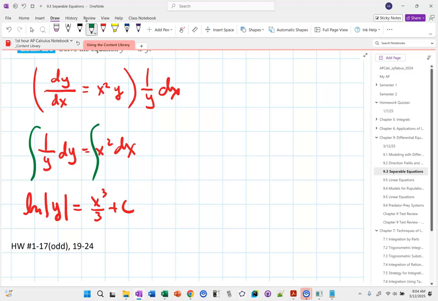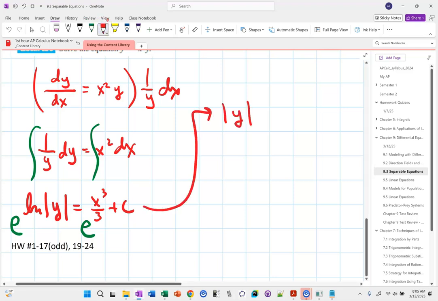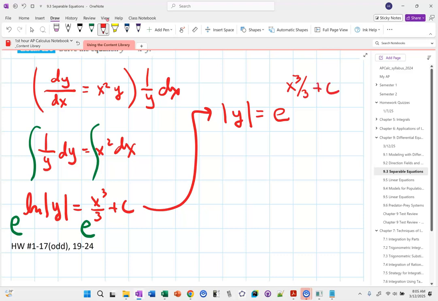Let's go ahead and get the y by itself. Since the y is involved in just one place, we should be able to get it by itself. How am I going to get rid of that natural log? I use an exponent base. Which exponent base should I use for a natural log? e. So I do the exponent base e to both sides. So it's going to give me absolute value of y equals e to the x cubed over 3 plus c.